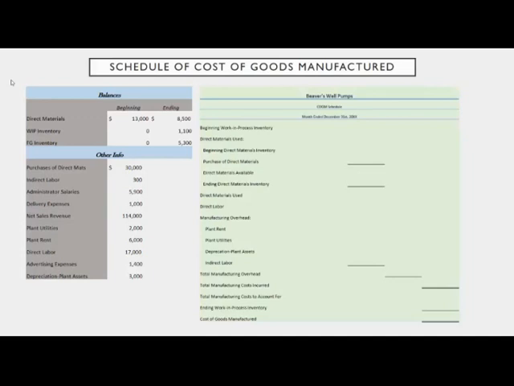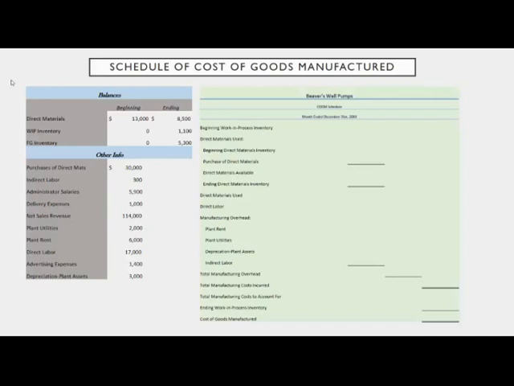We're not looking for the total amount of money we put into all of the stuff, because we would still be working on goods. We're only looking for the total cost of everything that finished production during the period. To do this, you're going to need a couple of things. You are going to need both the beginning and ending balances of your three inventory categories, which are your direct materials, your WIP, and your finished goods.